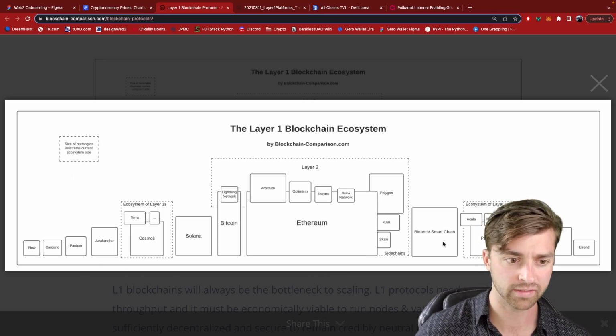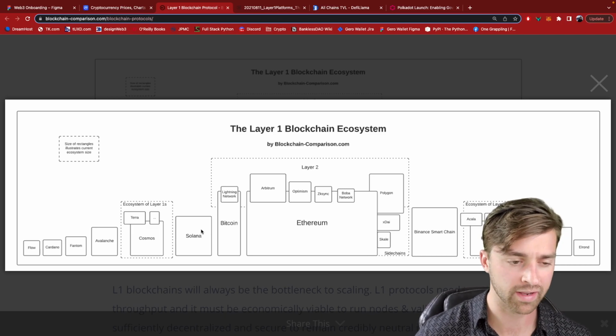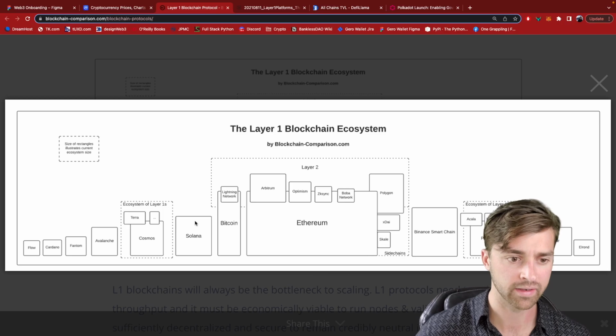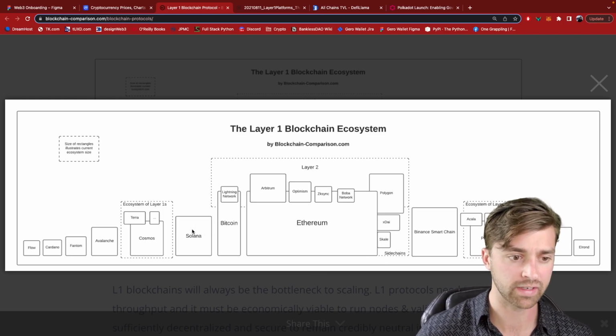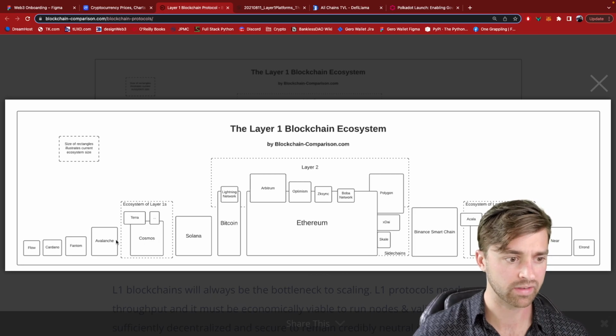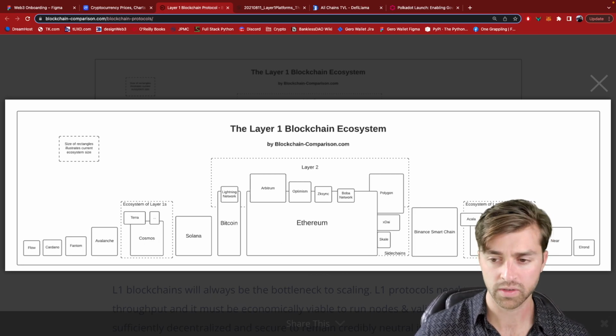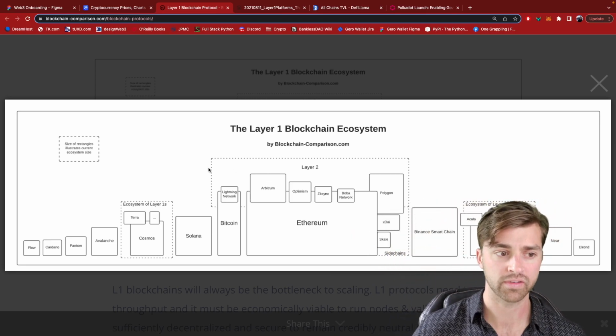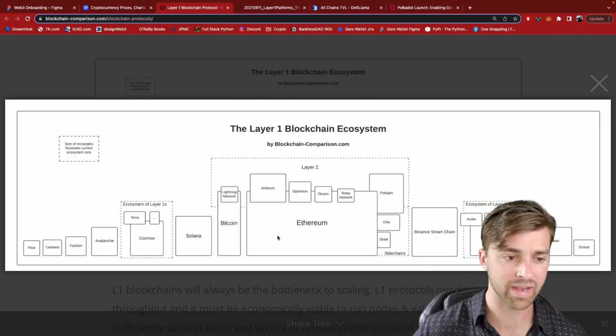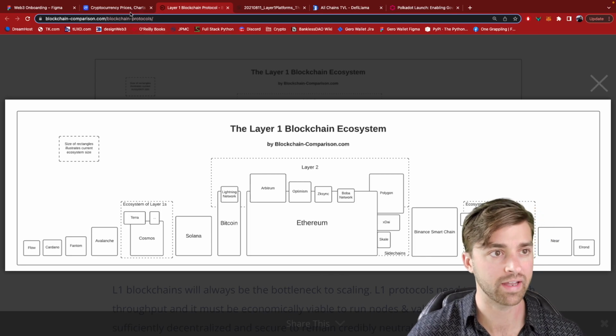Binance Smart Chain, this has existed for several years. Solana had meteoric growth last year in 2021. It had one of the fastest price increases that we've seen in crypto so far. Cosmos, Avalanche, Phantom, Cardano, Flow, right? And Polkadot, Kusama, Near, Elrond. So these are the main competitors that I see.